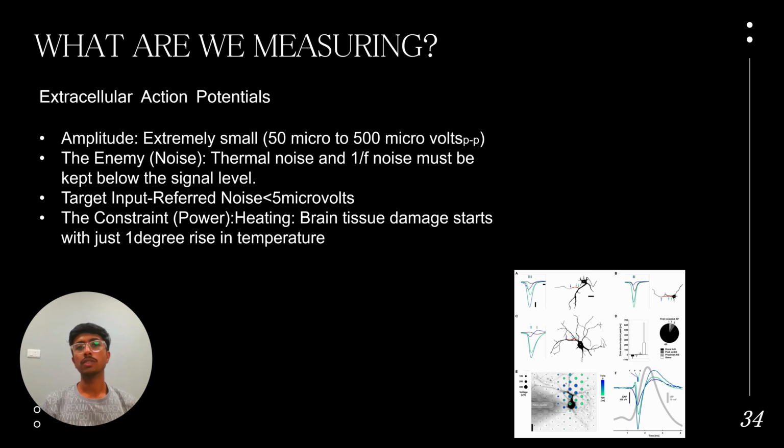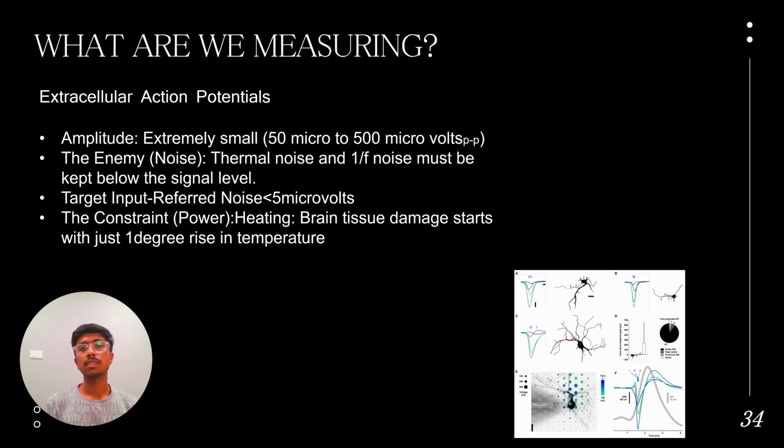That brings us to the main question, noise. Thermal noise and low frequency 1/f noise act as the enemy and must be kept well below the signal level to reliably detect neural activity. To achieve this, the system is designed with a target input referred noise of less than 5 microvolts, which ensures that the recorded signal is not buried in noise.